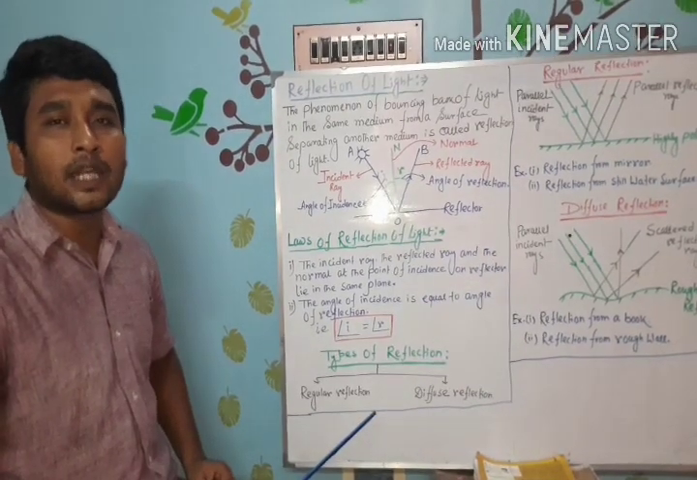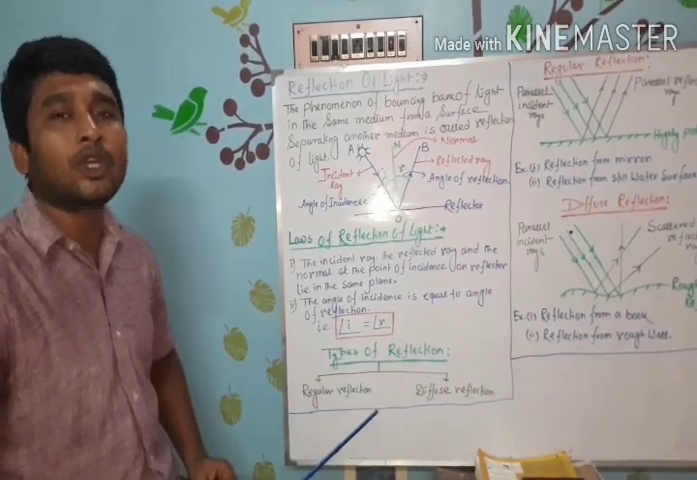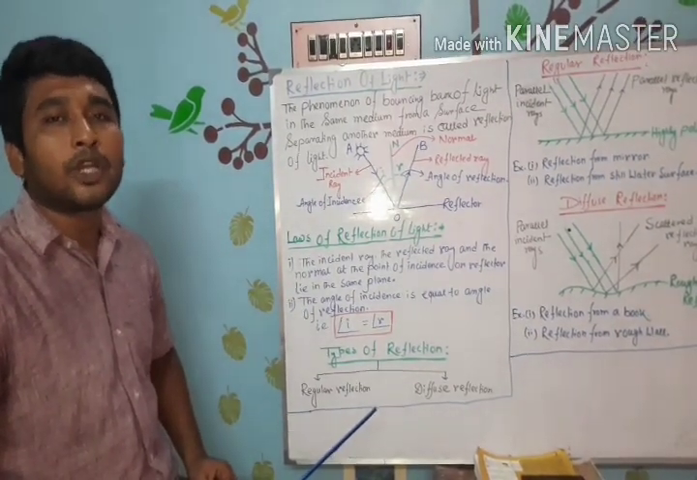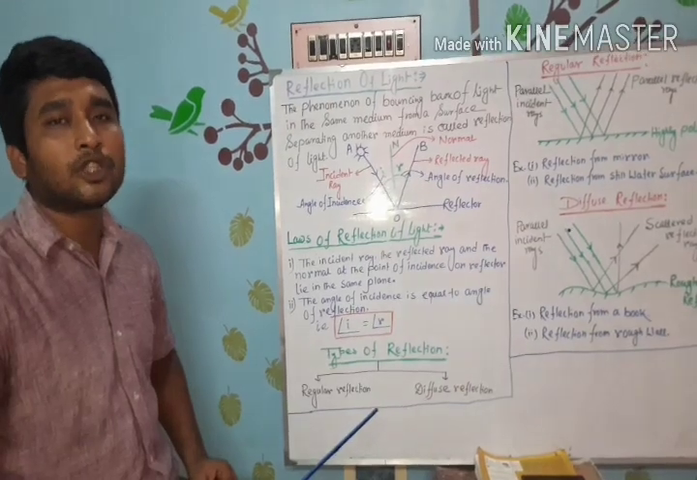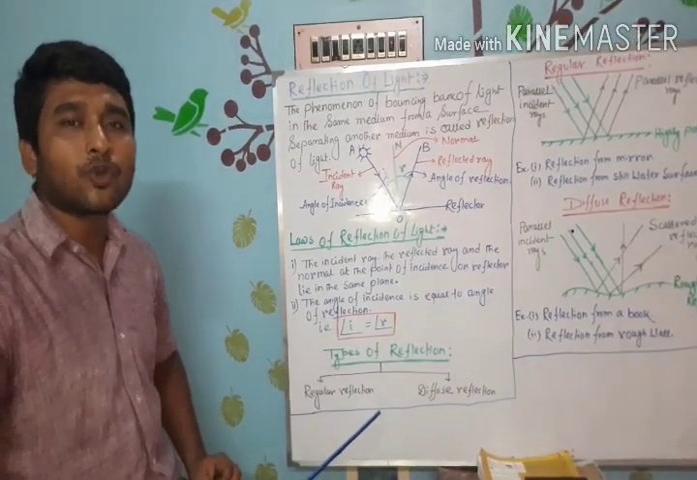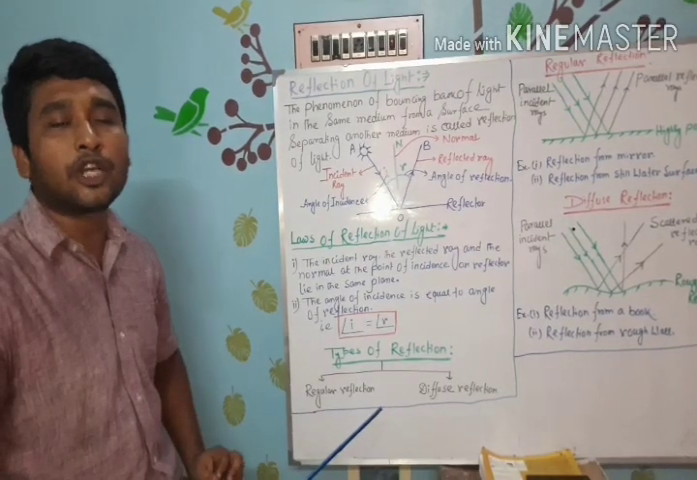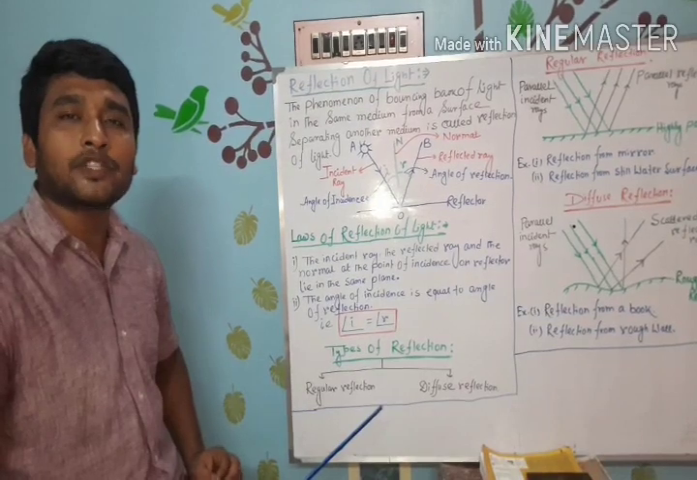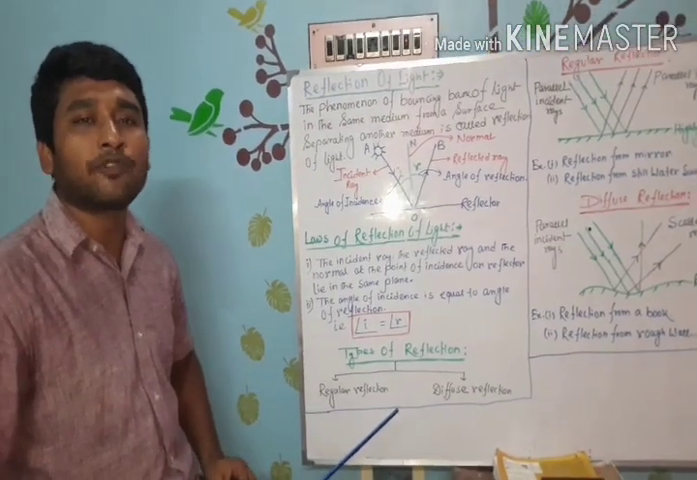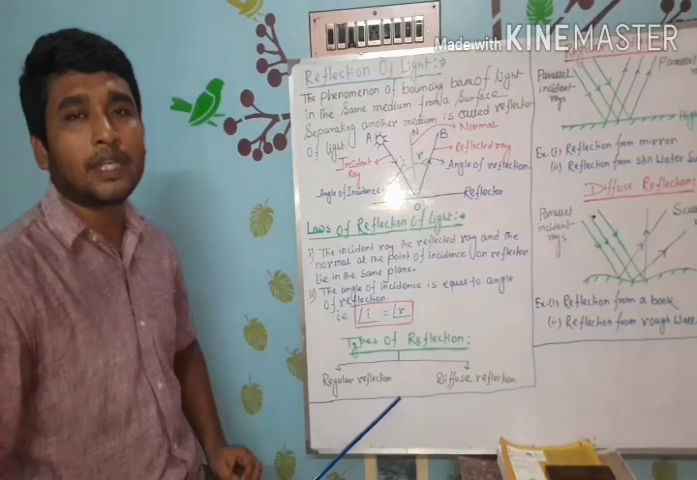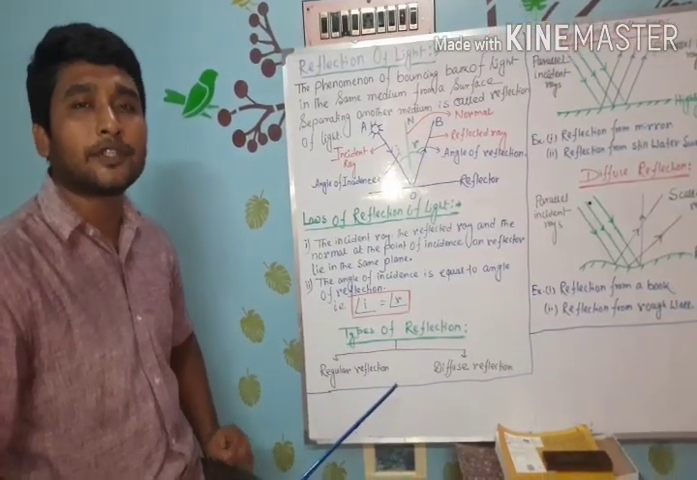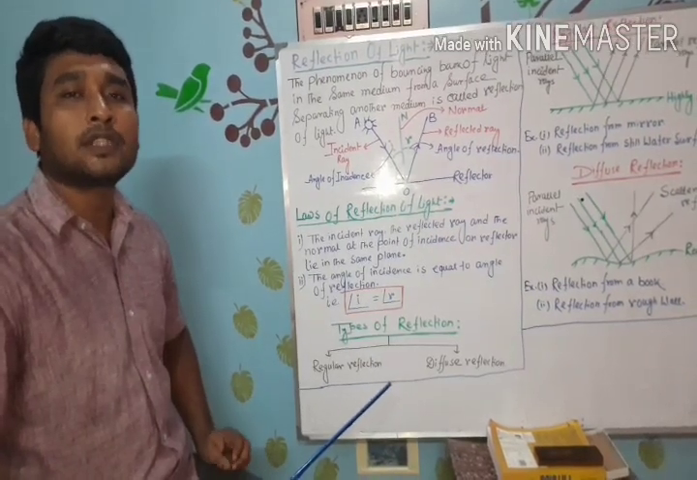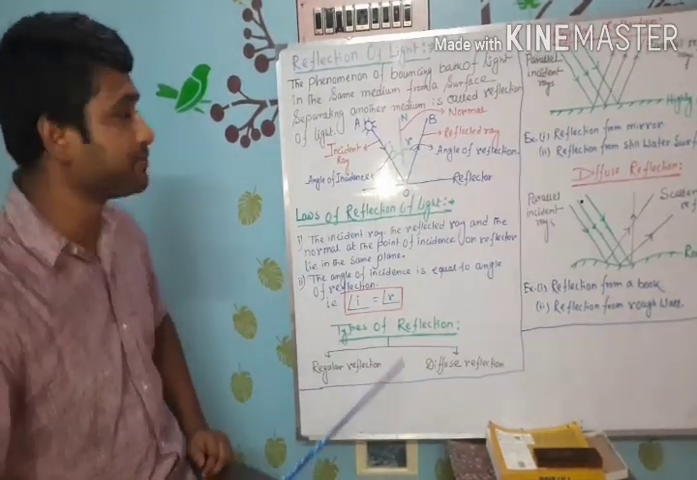In my previous physics class, we discussed the pinhole camera. Today, we want to know a phenomenon of light which is known as reflection of light. So first we have to know what is reflection of light. The phenomenon of bouncing back of light into the same medium from a surface separating another medium is called reflection of light. To get a clear idea of reflection of light, see the diagram on the board very carefully.